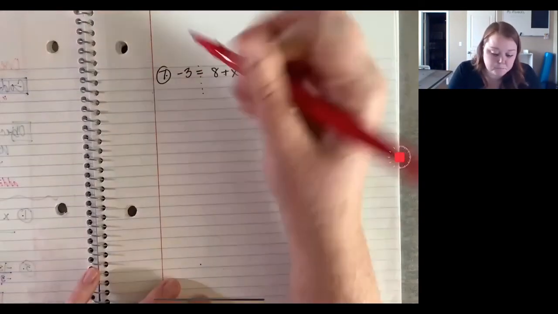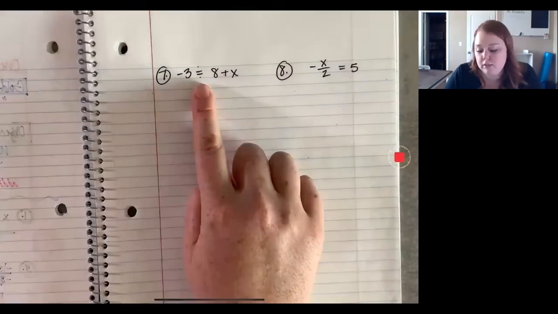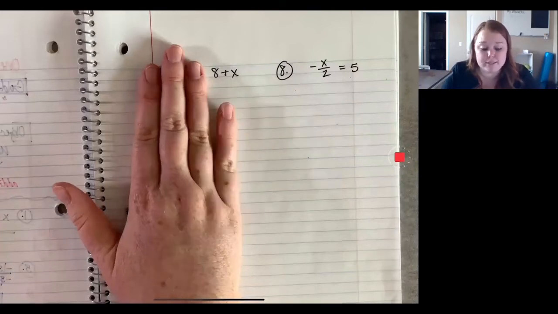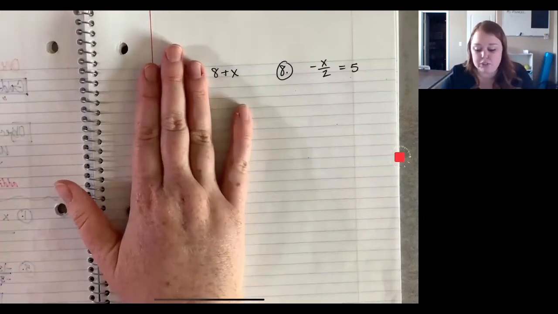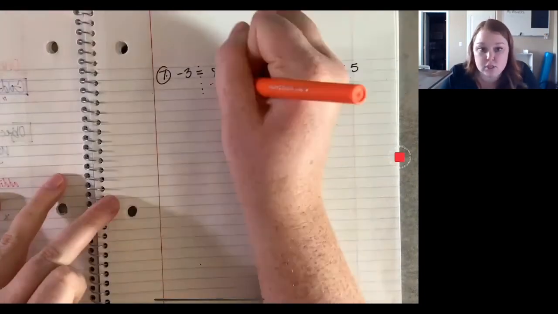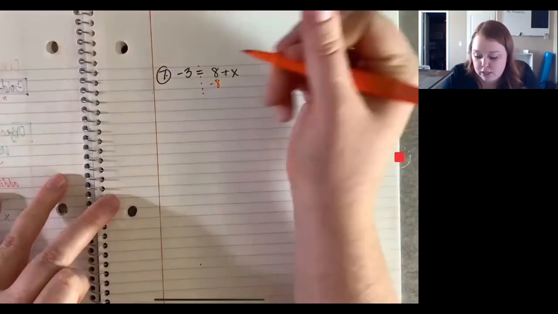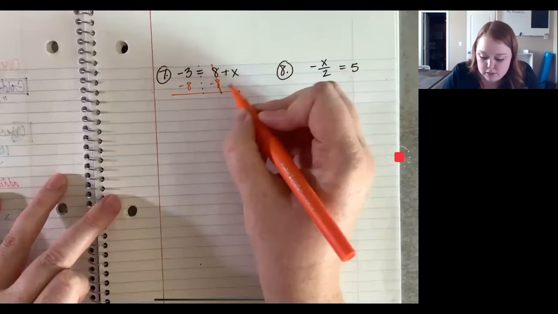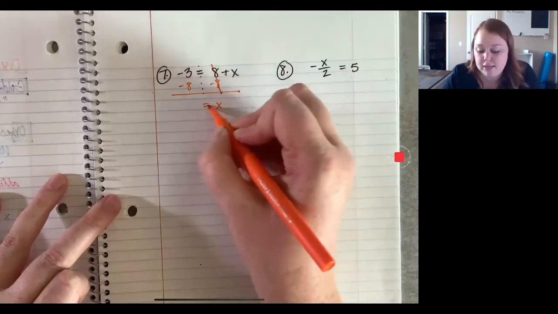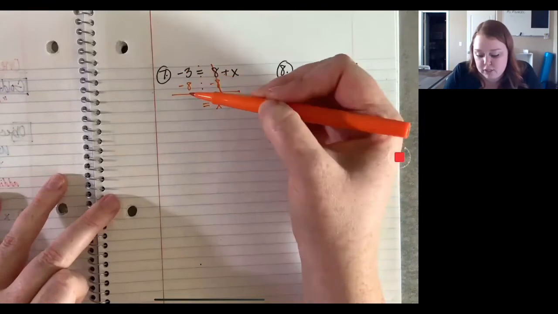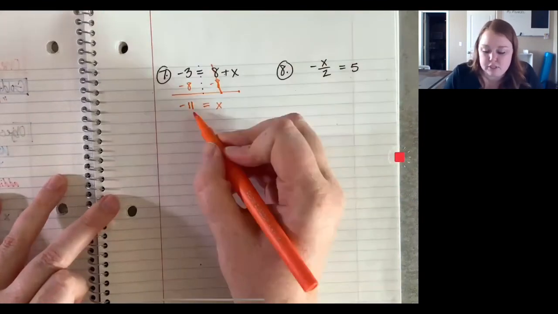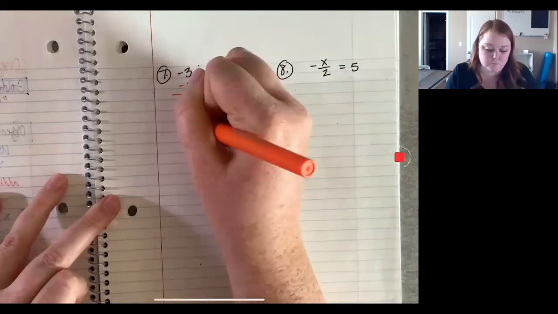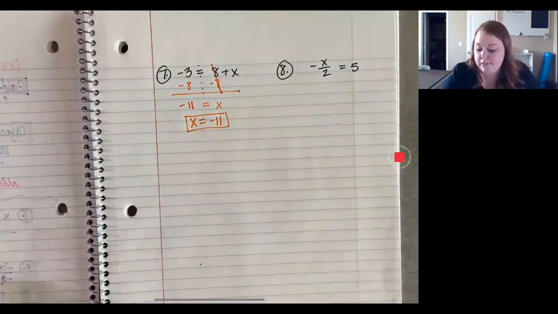Okay, so number 7, I go to the side with my variable on it. My variable is not by itself. It's hanging out with a positive 8. How do I cancel out a positive 8? Well, I would need to subtract 8. Whatever I do to one side, I have to do to the other. 8 minus 8 cancels out. I'm left with x on that side. Drop down my equal sign. Negative 3 minus 8 is negative 11. So if negative 11 is equal to x, then that means that x equals negative 11. Final answer.